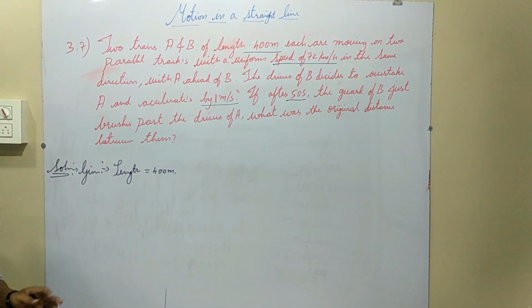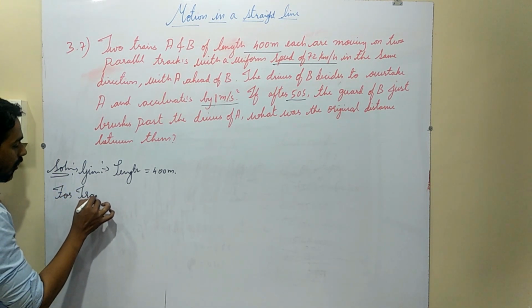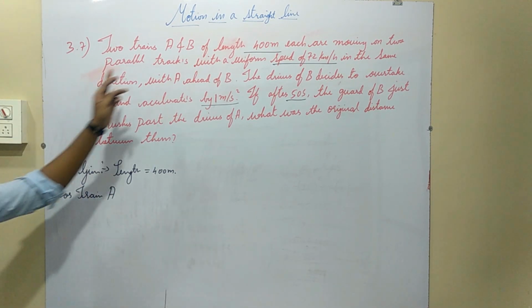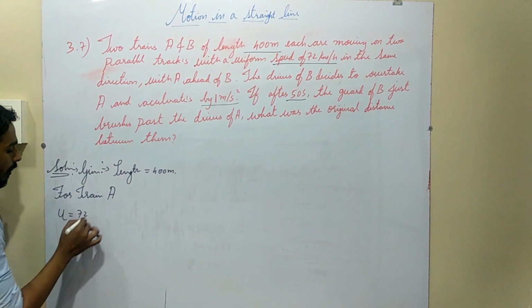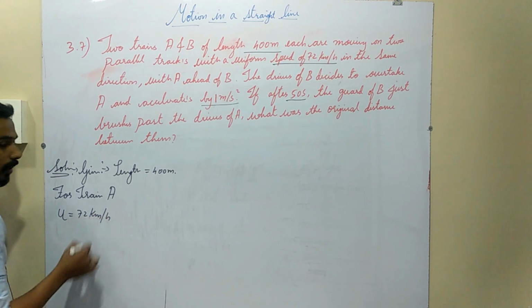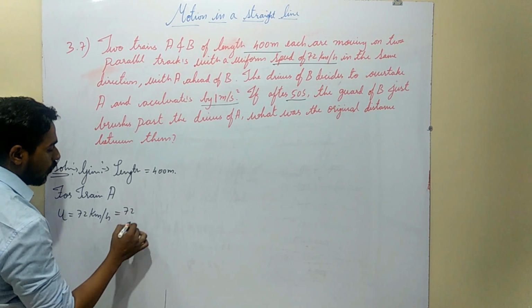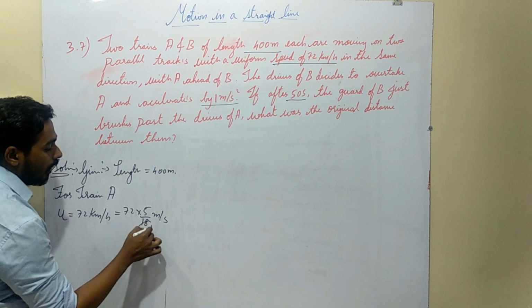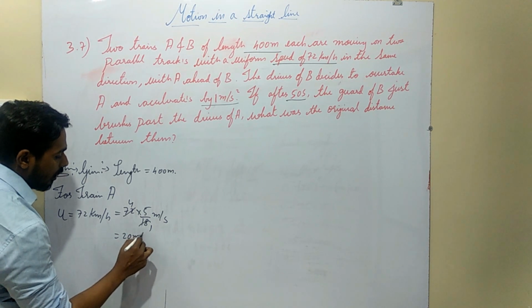Let us solve this question in two different cases. The first case we will take for train A. Let us see, the velocity of train A is how much? Initial velocity u is equal to 72 km per hour. Again this should be converted into meter per second, that is 72 into 5 divided by 18 meter per second. 8 ones are 8, 4 fours are, therefore 4 5s are 20 meter per second.